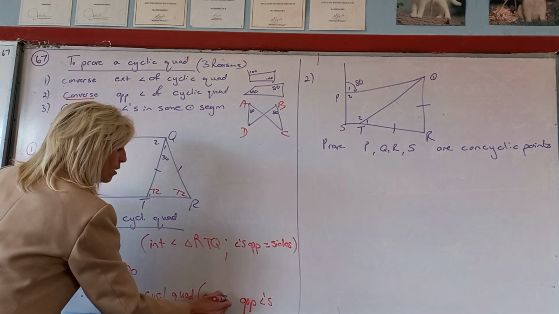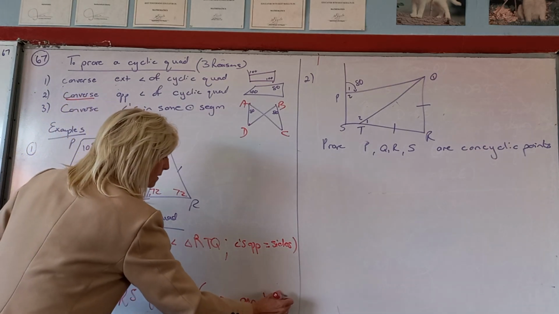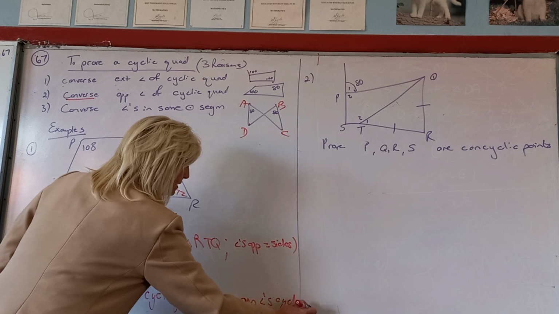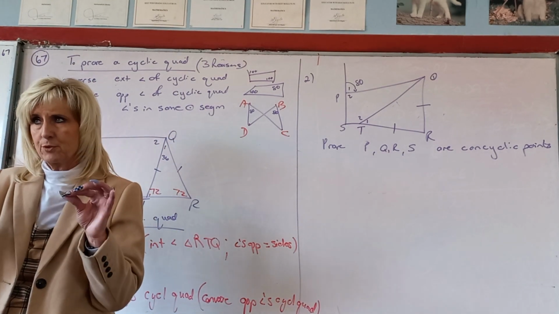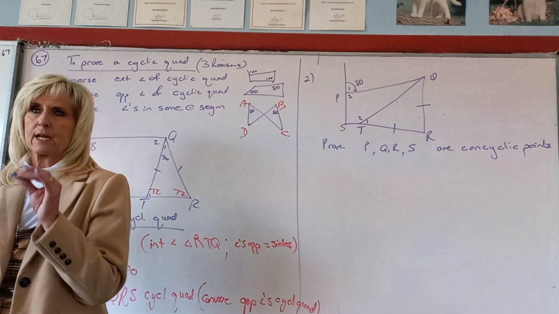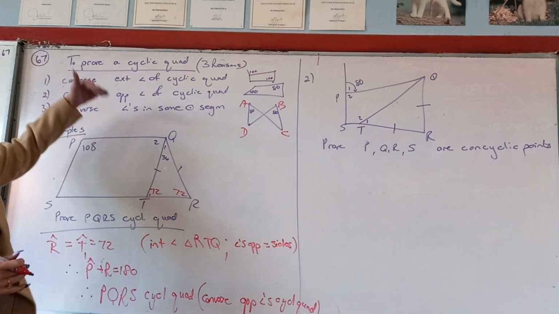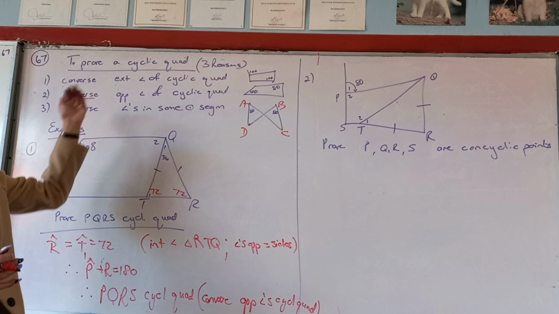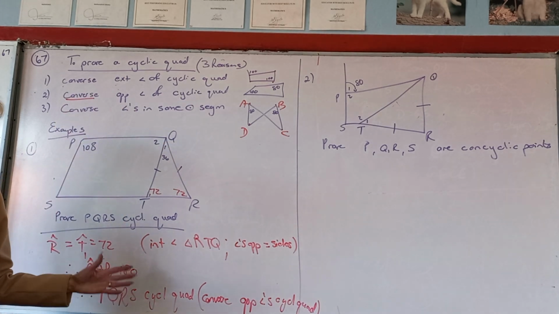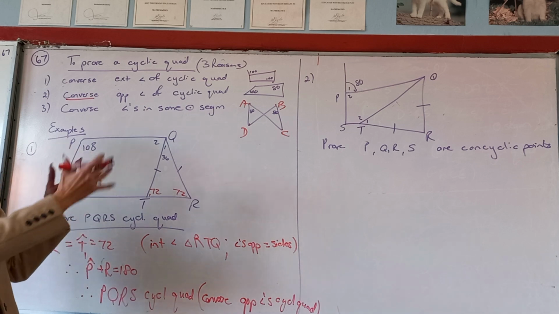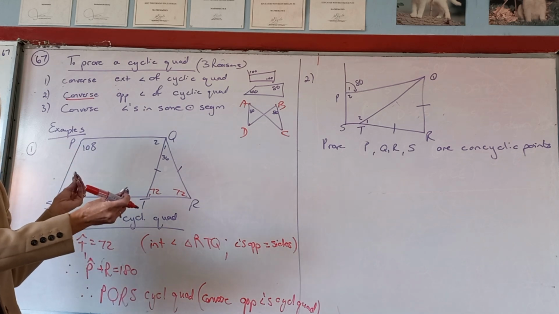Converse of opposite angles of a cyclic quad. The actual reason is, if I have any quad and the opposite angles add up to 180, then it will be a cyclic quad. But you can just write "converse of opposite angles of a cyclic quad." Finish. How many marks? Like 3, because you did have to work a little bit to see that they do add up to 180.